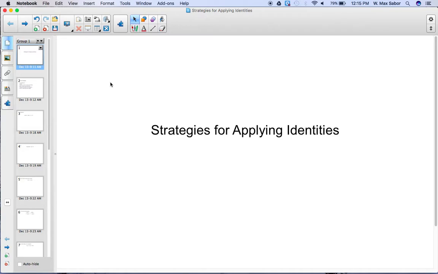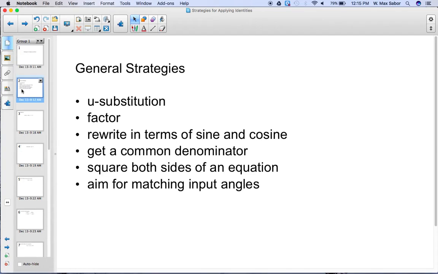We're going to talk about some strategies for applying identities. So we've learned all of the trig identities already. We're going to be talking about how we use them. You have the reference sheet in front of you. What are some strategies that we need to know?